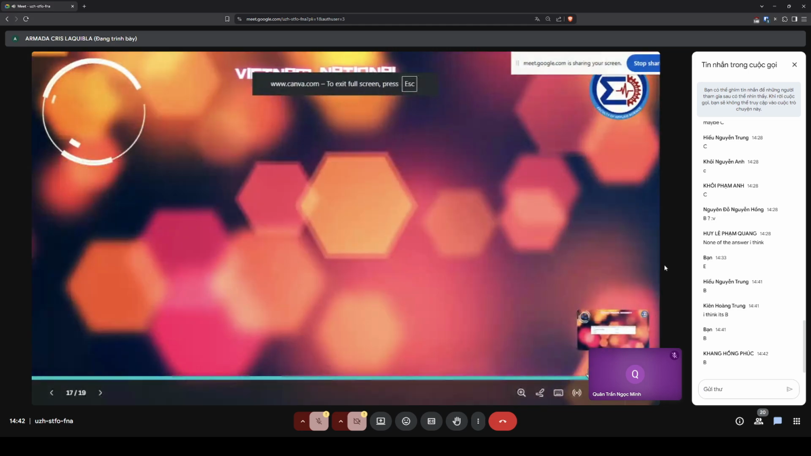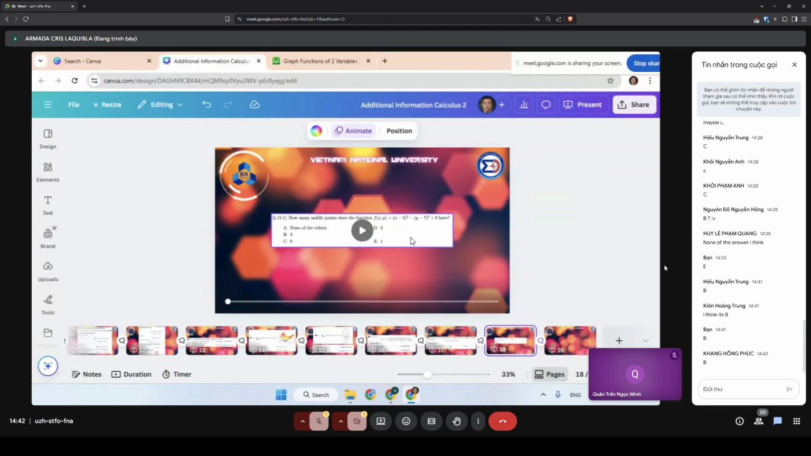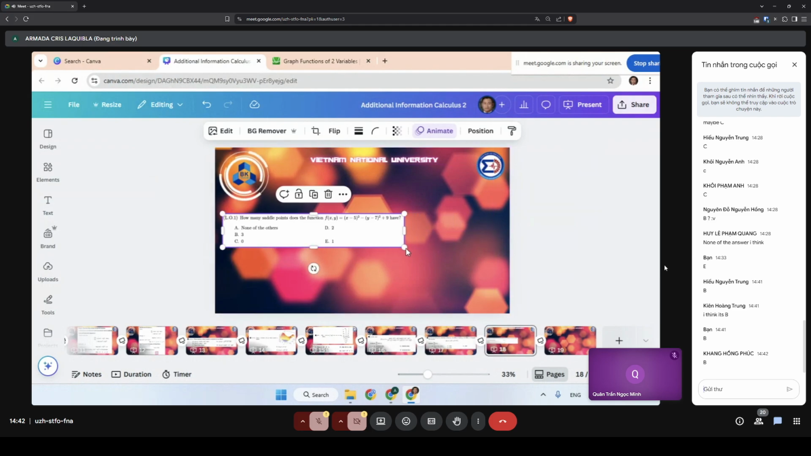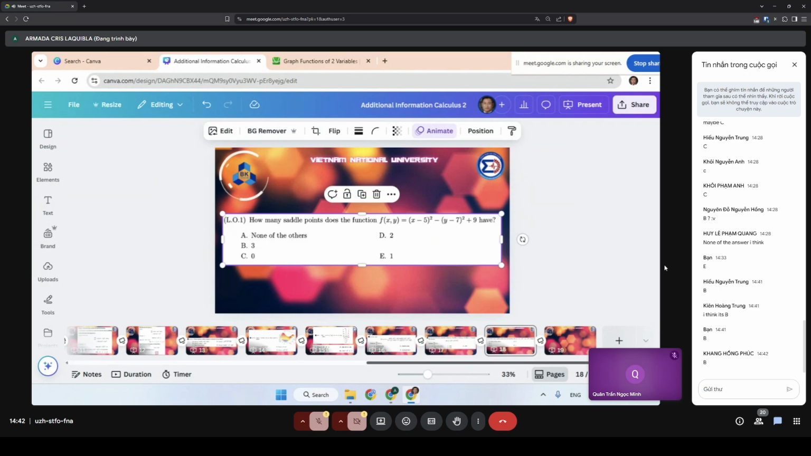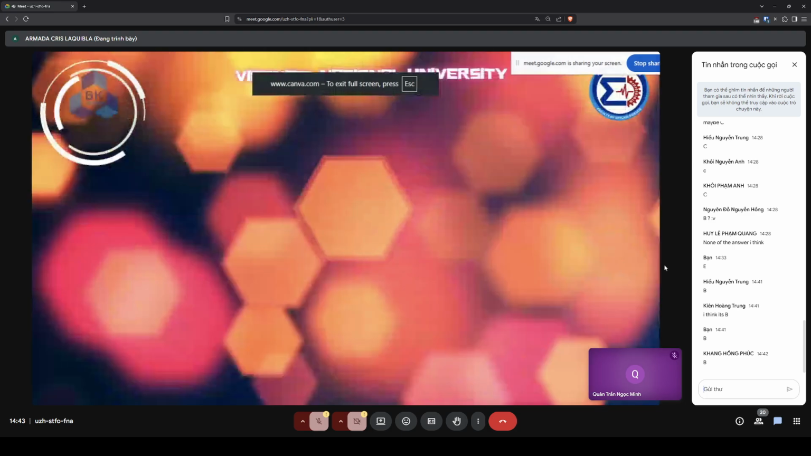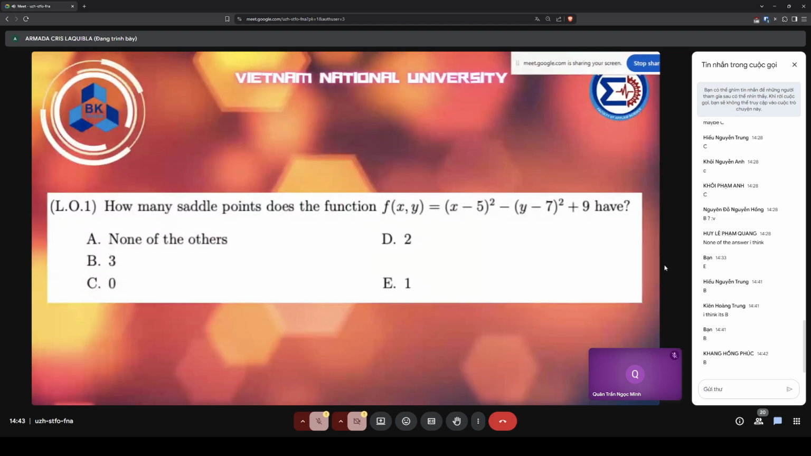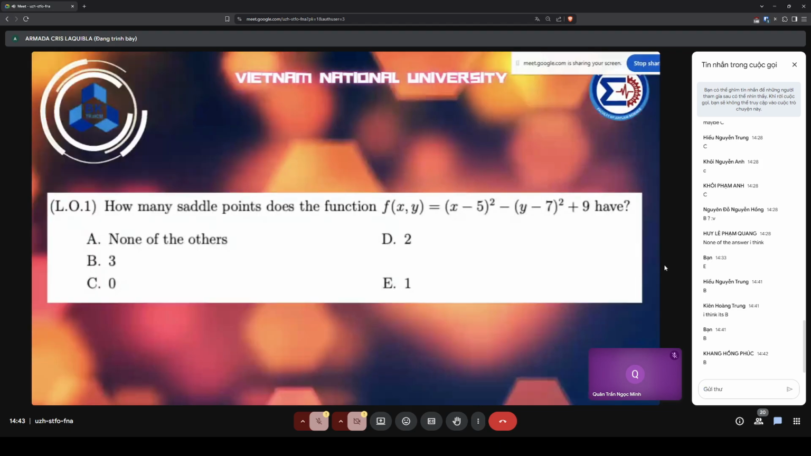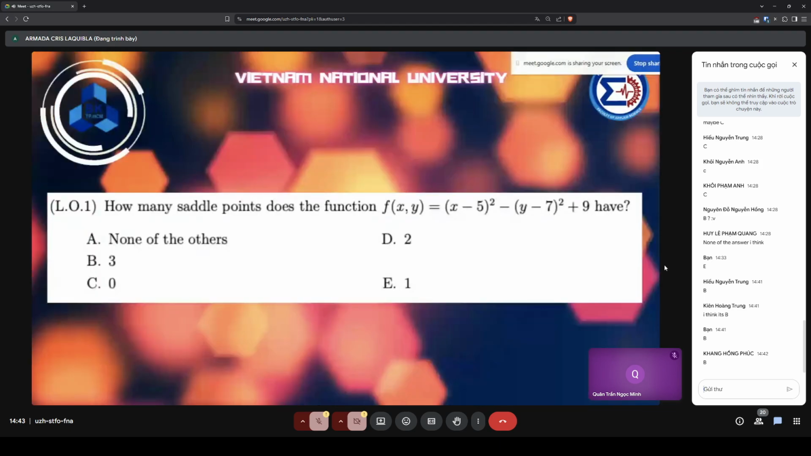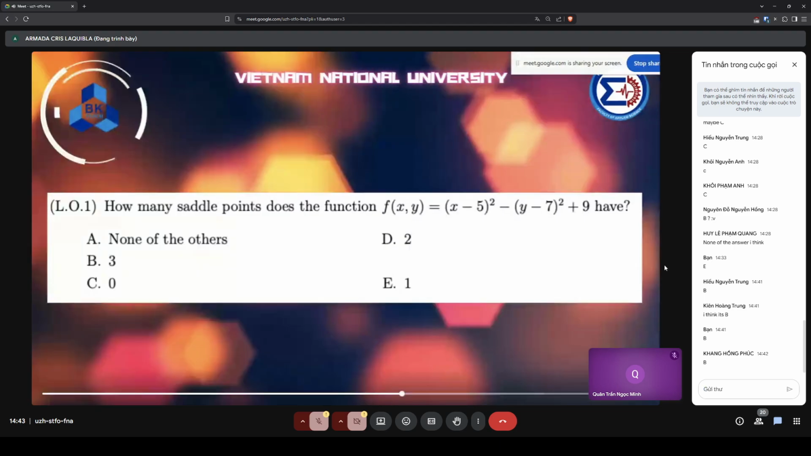And next we have... how about this? Wait, I will not give you that. I want to give you this last question. Oh, this one. This is very easy. How many saddle points does that function have? A. None of the others. B. 3. C. 0. D. 2. E. 1. Oh, we only have 7 minutes. Maybe this is the last question.